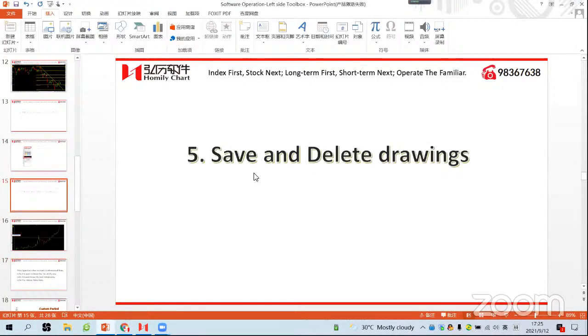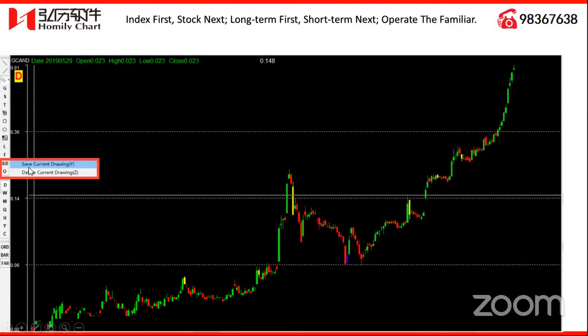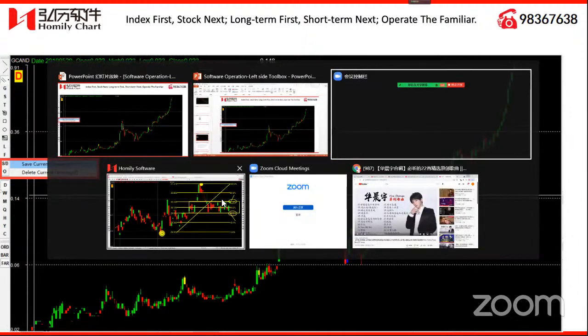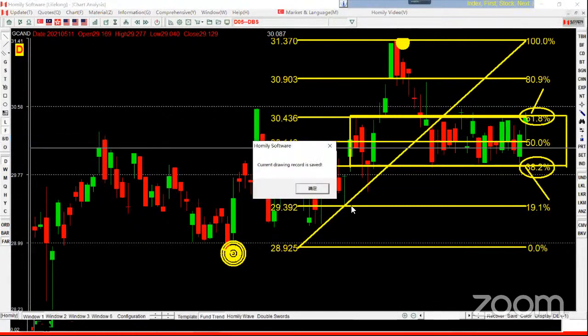And after we draw all the lines, how do we save? You can go to here, this S and D. If you select Save Current Drawing, then whatever you draw in the chart will be saved. The drawings will only be saved for that stock, so other stocks don't have the drawings. You can call out these drawings when you call out the stock. So if I draw this one, I go to S and D, then click Save Current Drawing. Then whatever I draw was saved.